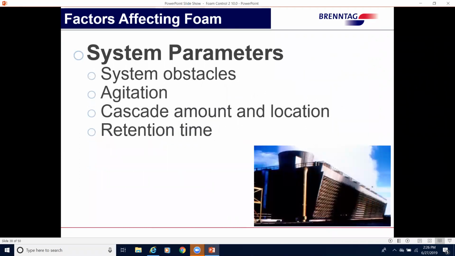So system parameters, last but not least, different system setups can absolutely cause foaming. So you have to be aware as a water treater, what are the different factors, such as the obstacles in the system, what kind of agitation and where is it occurring, and retention time.